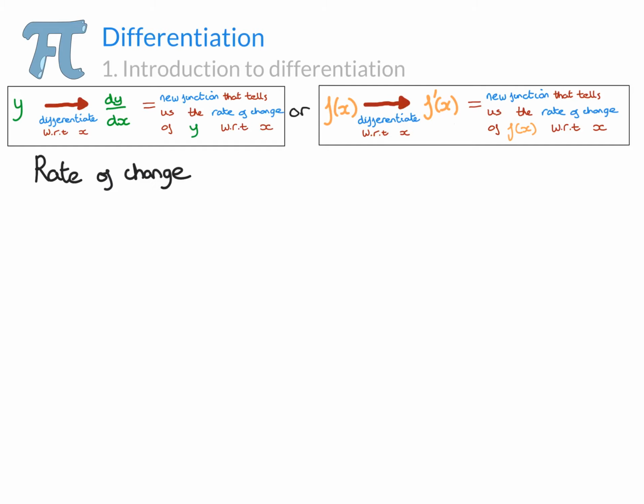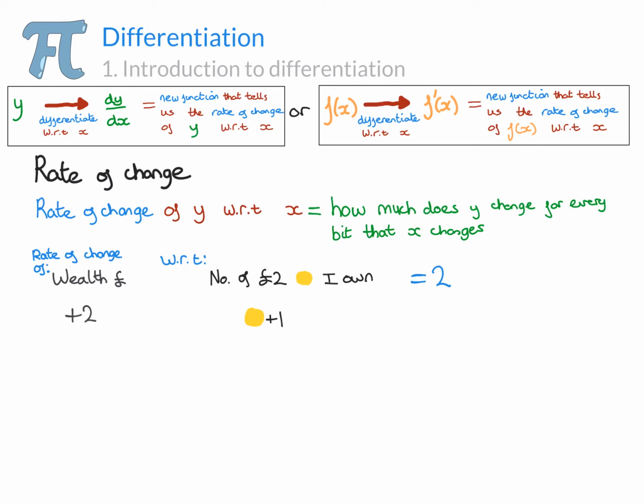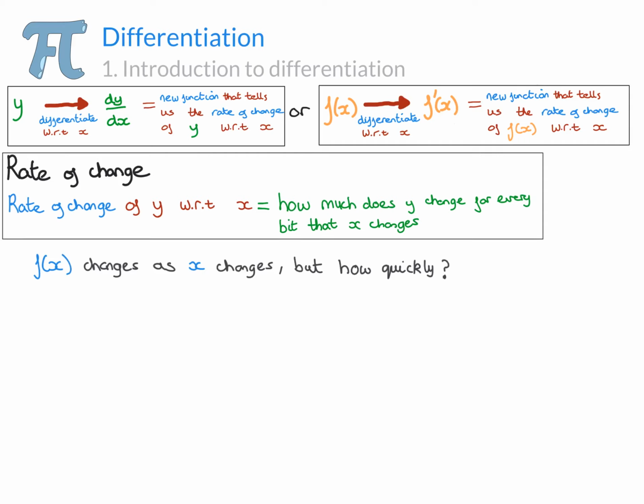What is the rate of change? The sentence rate of change of y with respect to x is the same as how much does y change for every bit that x changes. For example, the rate of change between my wealth in pounds and the number of £2 coins I own is 2, because for every extra coin I get, my wealth increases by 2. We know the value of a function f of x tends to change as x changes. We want to know how fast it is changing.